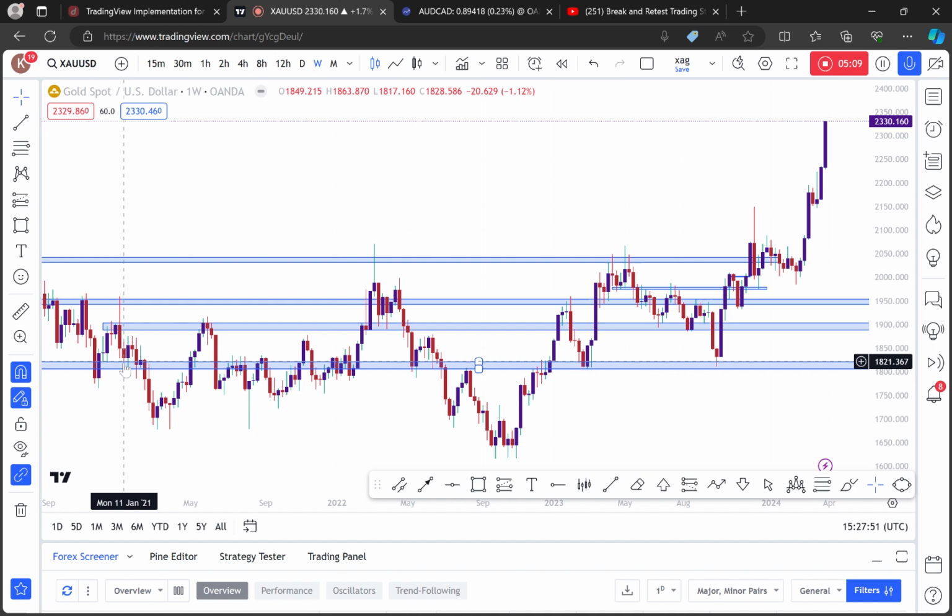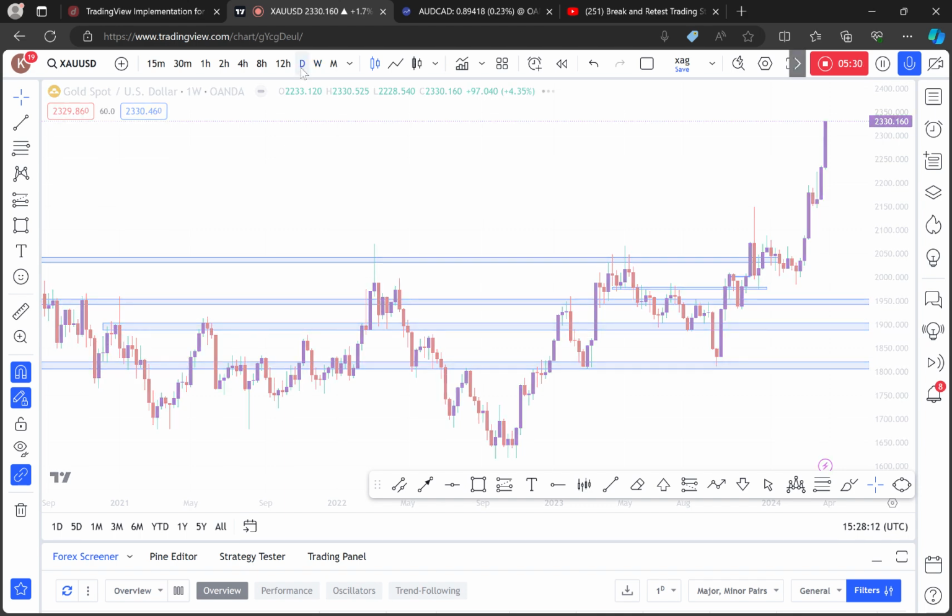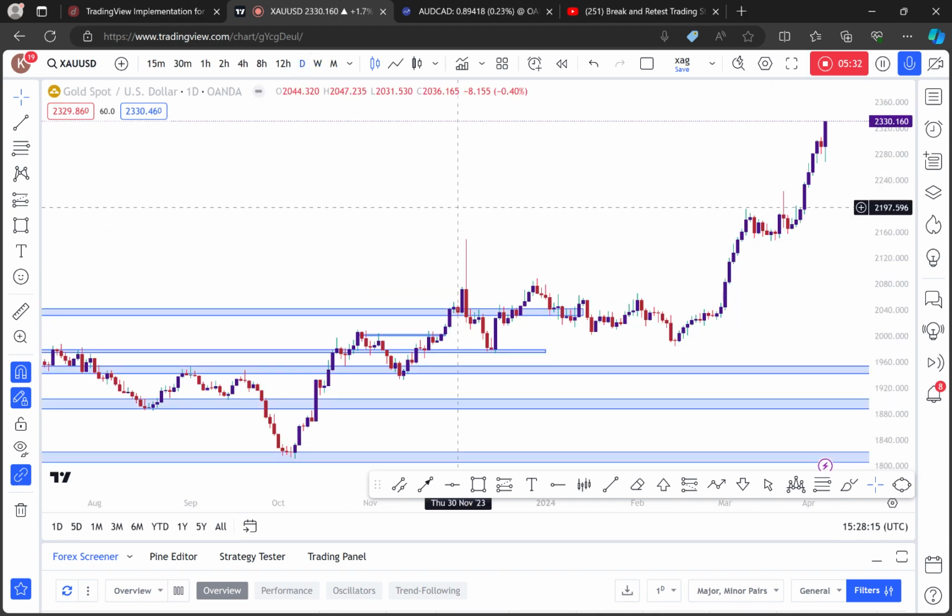Rejection, rejection, rejection. Price got rejected here. Then broke and retested. Then we got some rejections here, but price broke out and retested that zone. Have a look at this. So after spotting my zones, I just have to go to lower time frames, like the daily. Daily is mostly for confirmation.